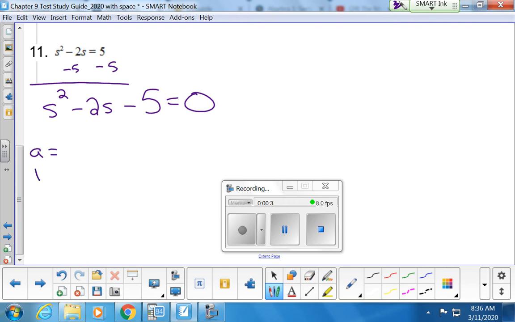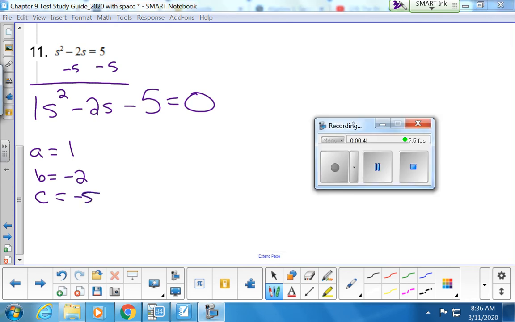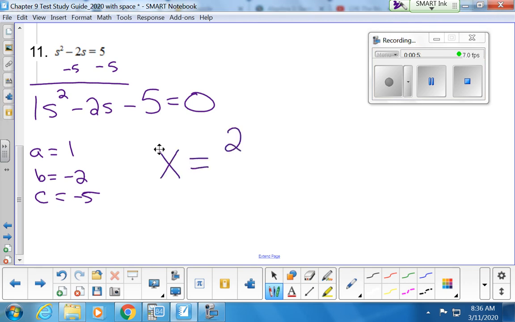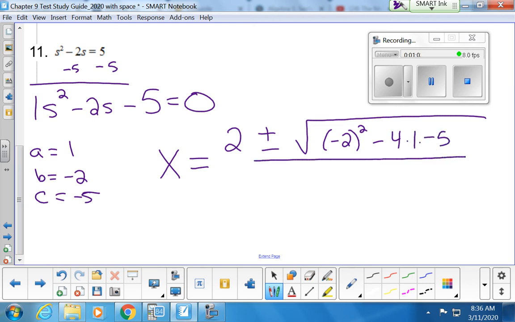Okay, scholars, what's A, B, and C? A is 1. 1, good, it's invisible. B? -2. C? Good. Okay, here we go. Let's sing that song very slowly, putting our numbers in. X equals opposite of B plus or minus square root of B squared minus 4AC all divided by 2 times A. Very good. You guys are learning this song.